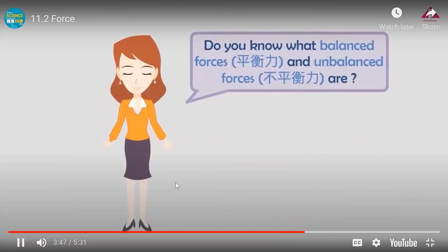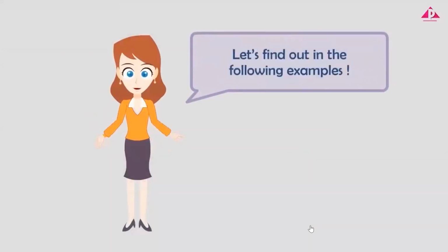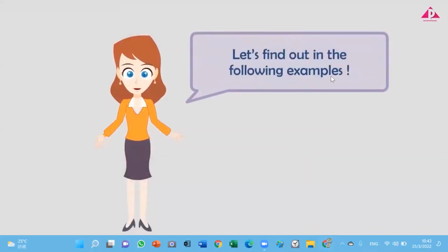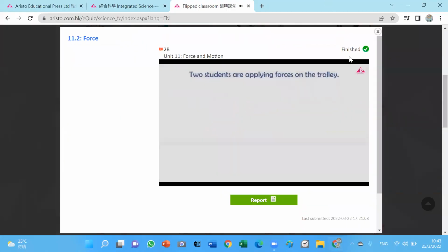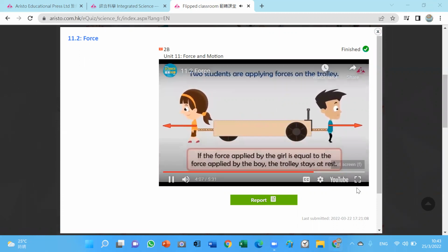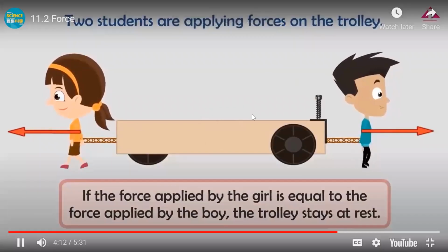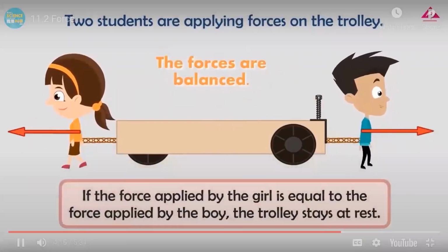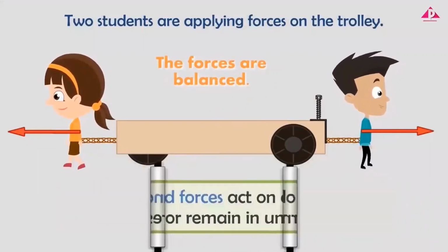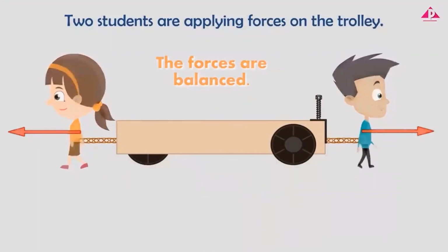Do you know what balanced forces and unbalanced forces are? Let's find out in the following examples. Two students are applying forces on the trolley. If the force applied by the girl is equal to the force applied by the boy, the trolley stays at rest. The forces are balanced. If balanced forces act on an object, it stays at rest or remains in uniform motion.